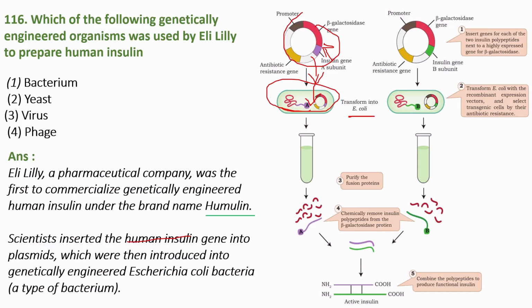Each plasmid contains the promoter gene, the antibiotic resistance gene and the beta galactosidase gene, obviously. You can see that these recombinant colonies have shown different colors. Why? Because they have taken different units, the B subunit and the A subunit.